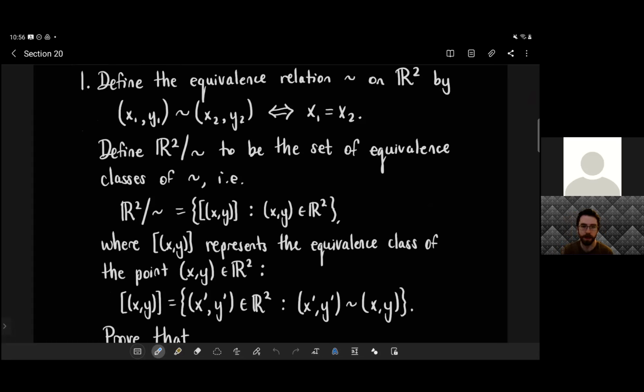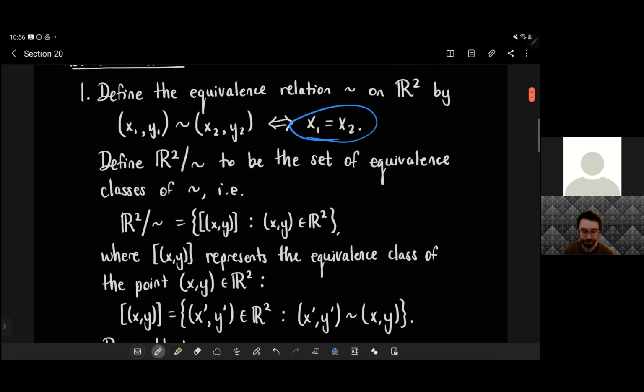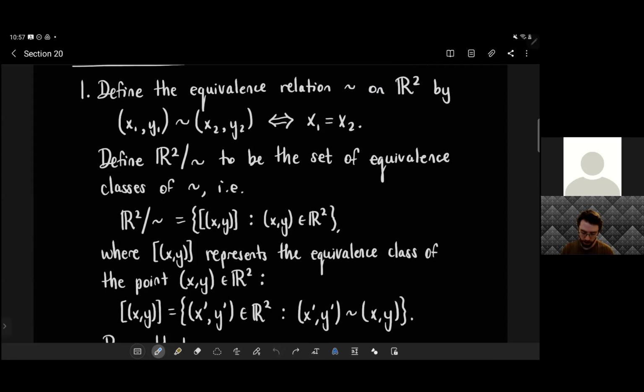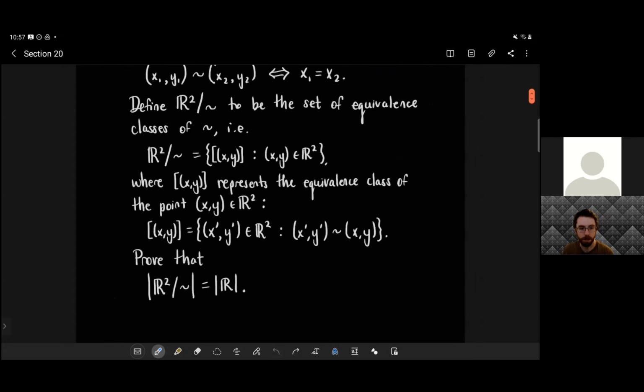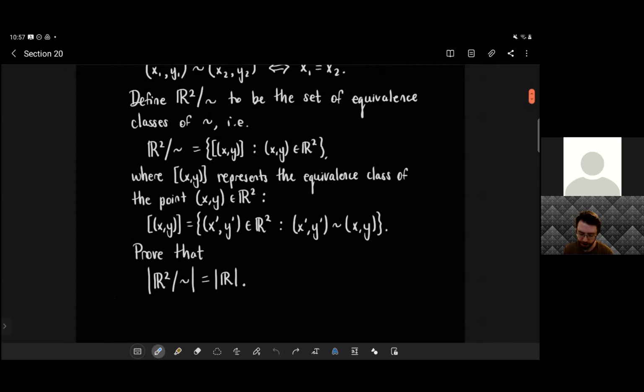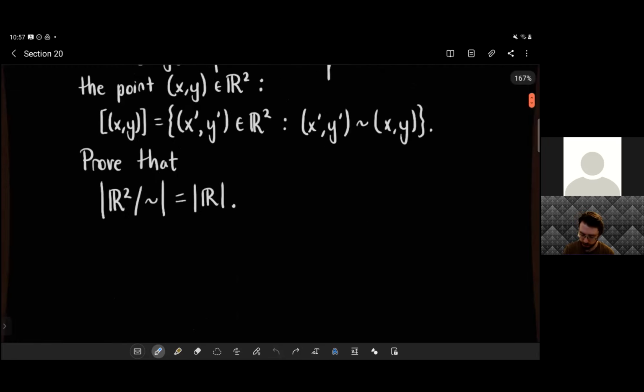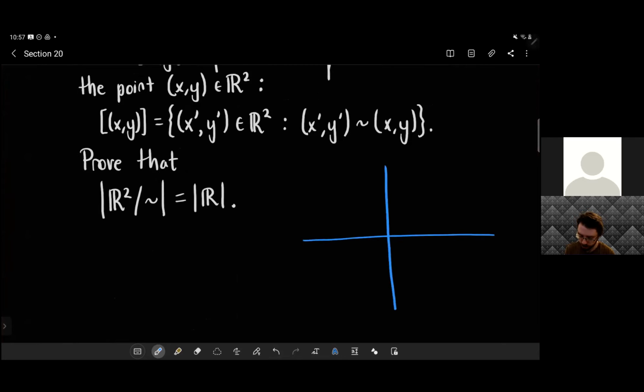Okay, so this one, we're defining an equivalence relation on the plane, so R2, and we're saying 2 points in the plane are equivalent if their x values are the same. The most important thing you can do for problems like this is draw a picture, honestly. So even before you read the rest of the problem, just think to yourself, okay, we're working in the plane. So here's R2.